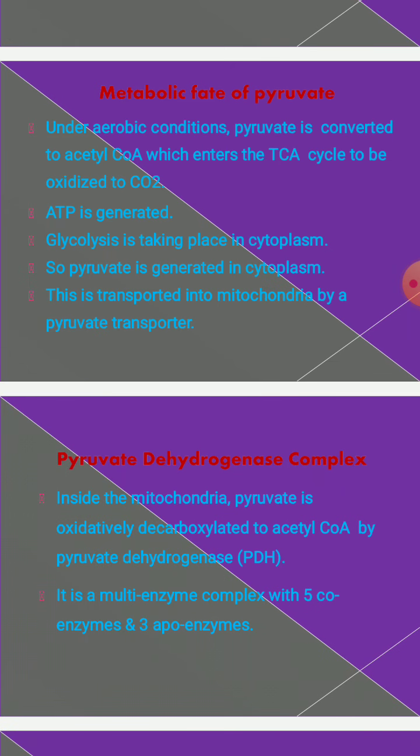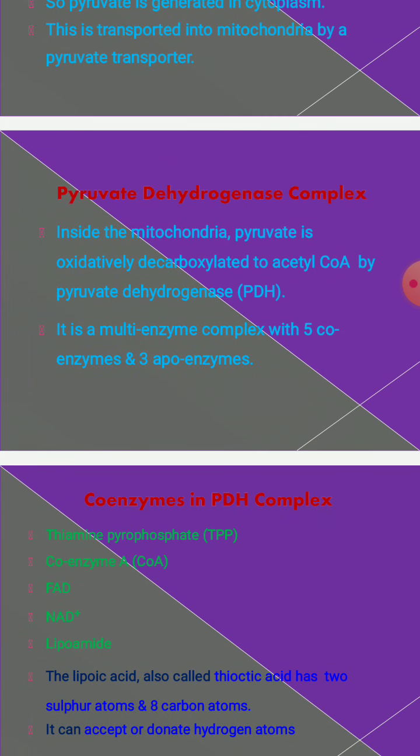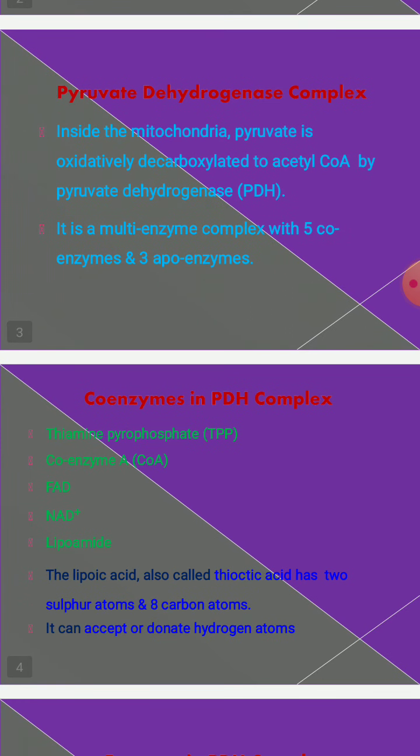So we can see how this particular pyruvate dehydrogenase multi-enzyme complex is going to work in the mitochondrial matrix. So inside the mitochondria, this pyruvate is going to be oxidatively decarboxylated to acetyl CoA by the mechanism of action of this enzyme, that is pyruvate dehydrogenase. So this is a multi-enzyme complex with five coenzymes as the cofactors and three apoenzymes. Which are all the five cofactors or coenzymes required? Thiamine pyrophosphate, coenzyme A, and the FAD molecule, as well as NAD plus and the lipoamide moiety.